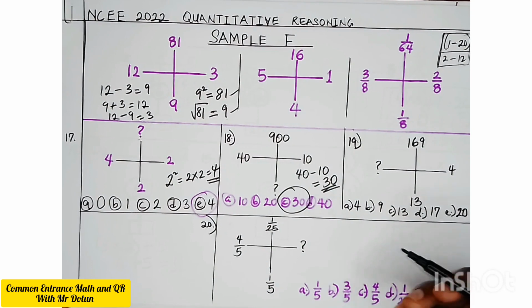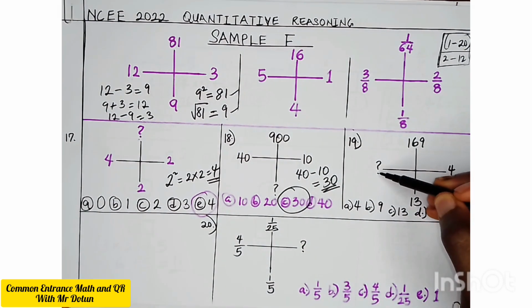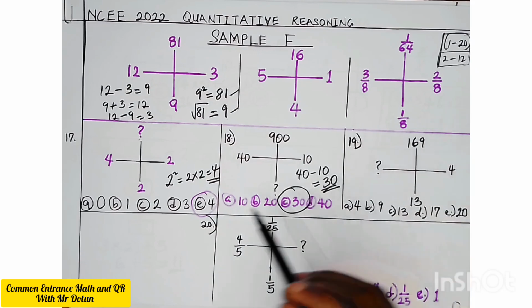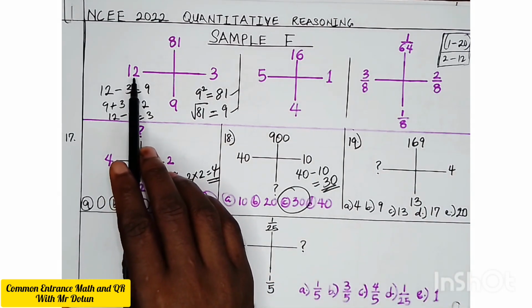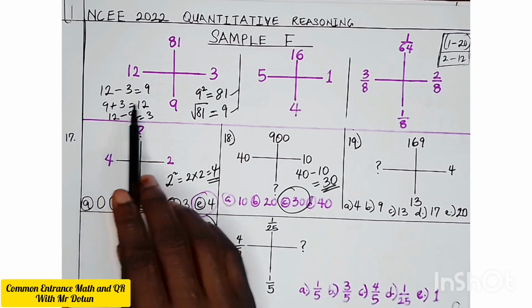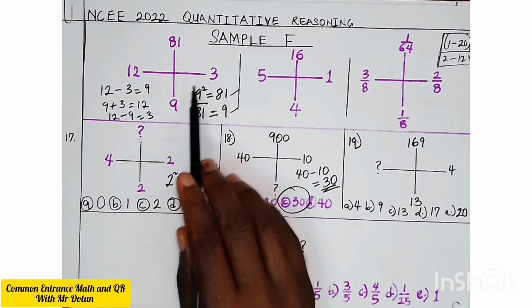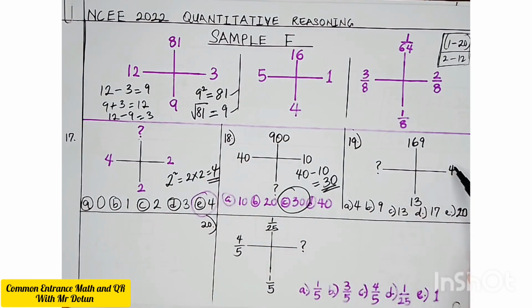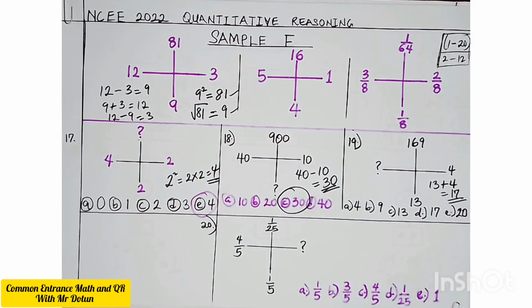Alright, 30. Okay, so number 19. The question mark is here. This is the unknown. So that's in the place of 12 in our analysis. So how did we get 12? We did 9 plus 3. So we're adding these two parts. That means we're going to do 13 plus 4. 13 plus 4 equals 17. And our answer is option D.